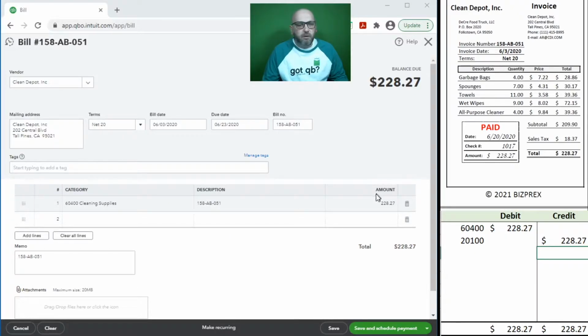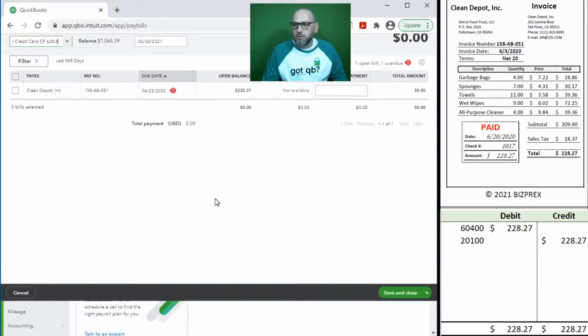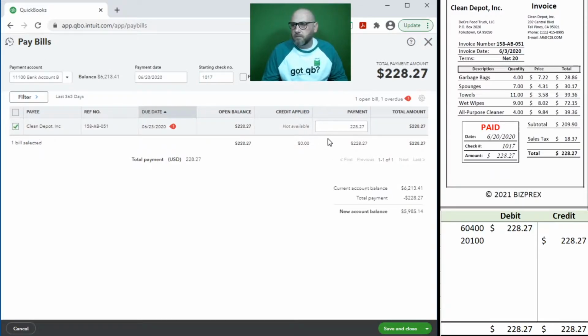So this amount right here, $228.27, is a debit to account 6400, and it is a credit to account 2100. Okay, let's now go ahead and pay it. This one we pay with check, right? So we're gonna pick our bank account. All right, the date of the payment, check number. Okay, amount is correct.